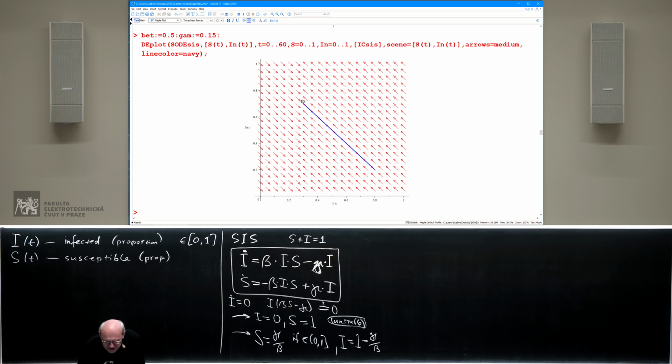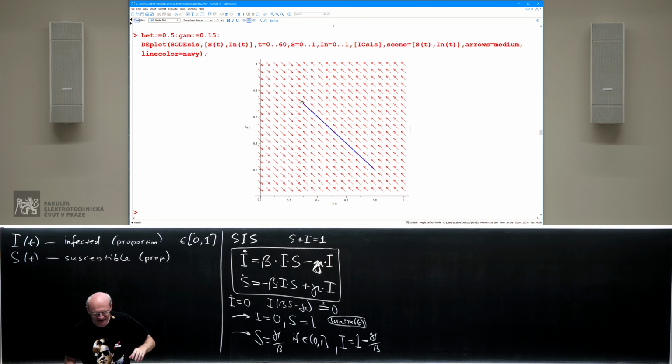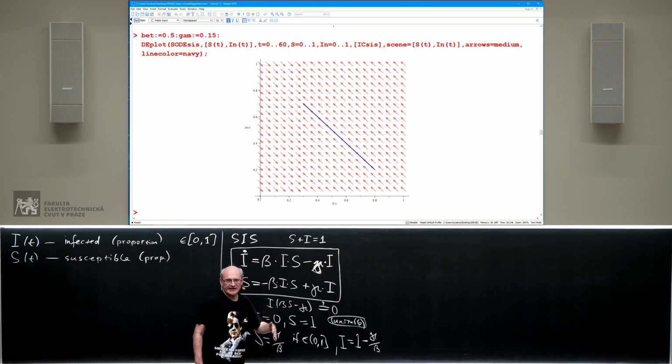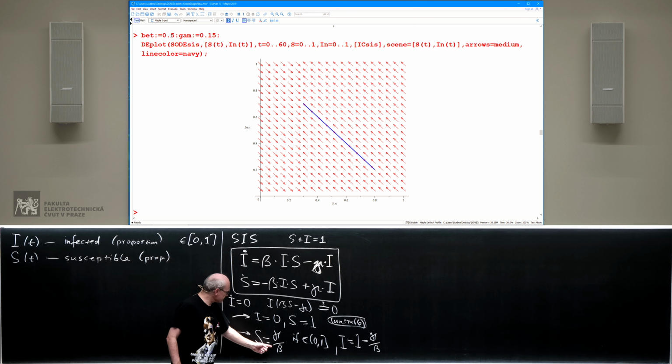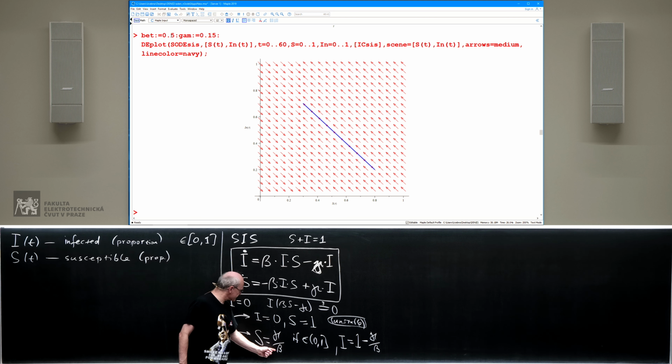Now, there are also some other pictures, but unfortunately, they are just pictures for differential equations without taking into account that S plus I must give 1. So these are not realistic. These are like mathematical virtual realities which are not connected to our situation. Now, I mentioned that the behavior of the system depends on the constants beta and gamma. And as it turns out, and you can see it over here in the picture, they are not really important as such, but the ratio is important.